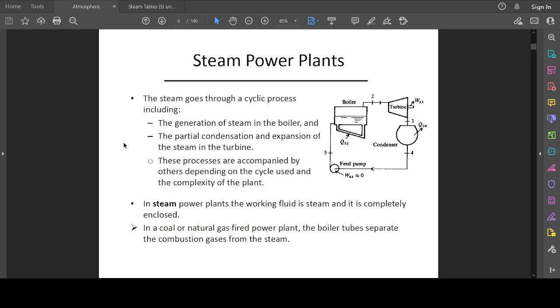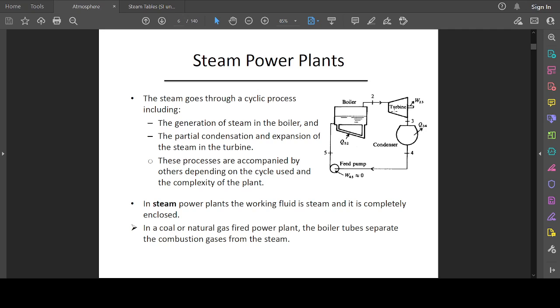The steam goes through a cyclic process. The generation of steam in a boiler, as you can see in the diagram here, and the partial condensation expansion in the turbine. This is where the steam, the working fluid, does work to move the shaft in the turbine to generate electricity. Then the steam expands in the turbine and condenses here in the condenser.